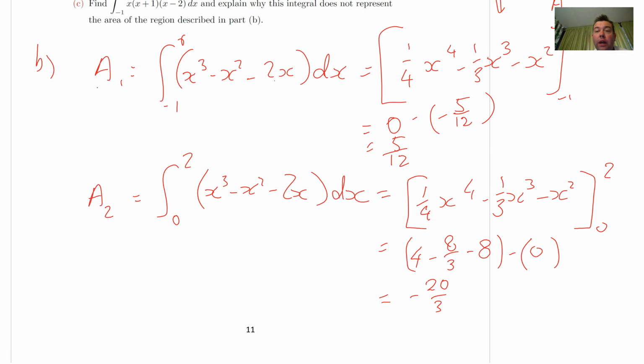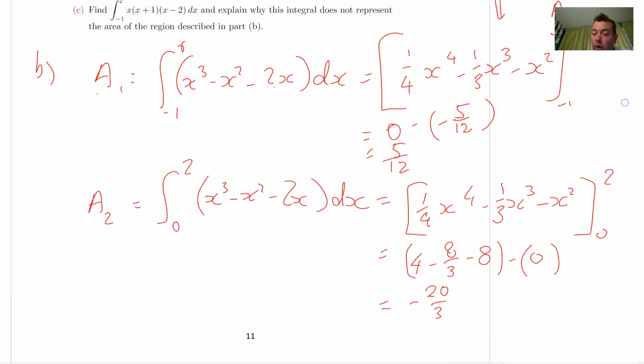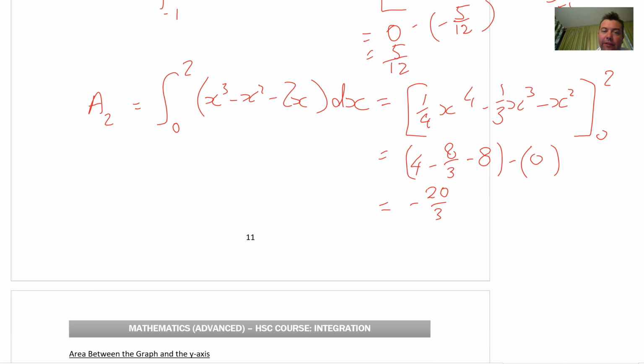Okay, and when I work that one out, I end up with this negative value, -20/3. Now, that makes a fair bit of sense. We come back and have a look here. It is underneath the x-axis, so I should expect to get a negative. Now, I don't want a negative here. What I really need is the absolute value of all of that. So I am just going to put these absolute value bounds around everything, and 20/3 is my answer.